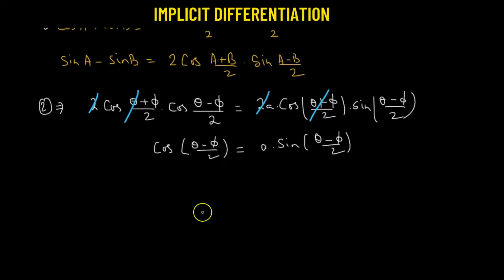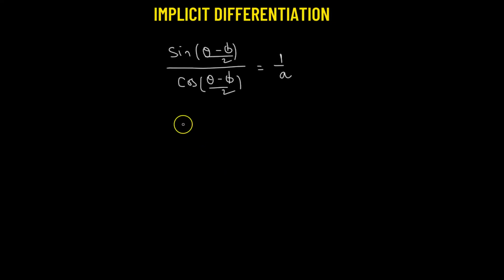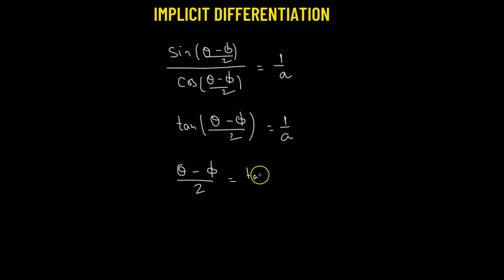Right. Now we can rewrite this expression as sine of (theta minus phi) divided by 2, the whole divided by cosine of (theta minus phi) over 2, equal to 1 over a. Now the ratio sine over cosine is our tangent function. So we have tangent of (theta minus phi) divided by 2 equal to 1 over a. Now I'll take the inverse tangent on both sides to get (theta minus phi) over 2 equal to tangent inverse of 1 over a. Now cross multiplying 2 gets us theta minus phi equal to 2 times tangent inverse of 1 over a.